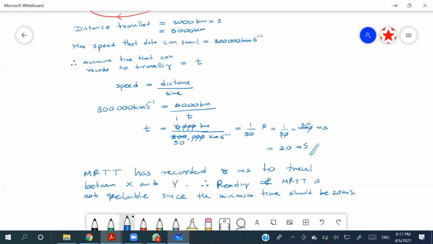So you can say again MRTT is not reliable, because due to the given time the speed should be this much, but the maximum speed that can be is 300,000. So it is not reliable here. Right?